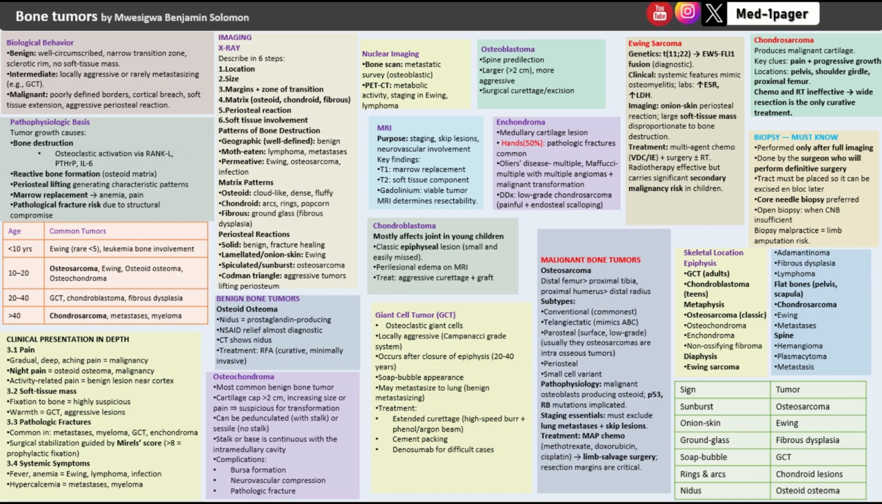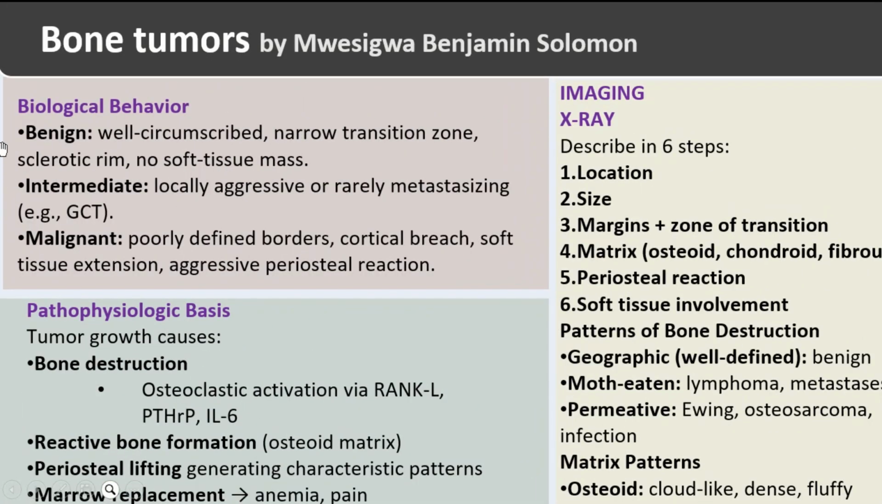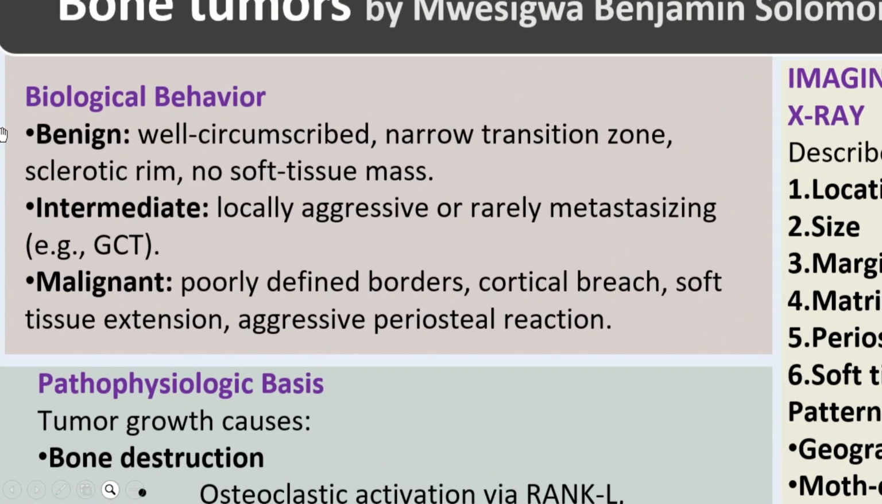So when you look at bone tumors, we're going to first understand the biological behavior of bone tumors. We have to try and understand how we can tell this is a benign tumor, this is a malignant tumor. And we have what is referred to as an intermediate, and we shall look at it. It's a special type of tumor, the giant cell tumor. The benign tumors are well circumscribed, which means they have well-defined borders. They have a narrow transition zone.